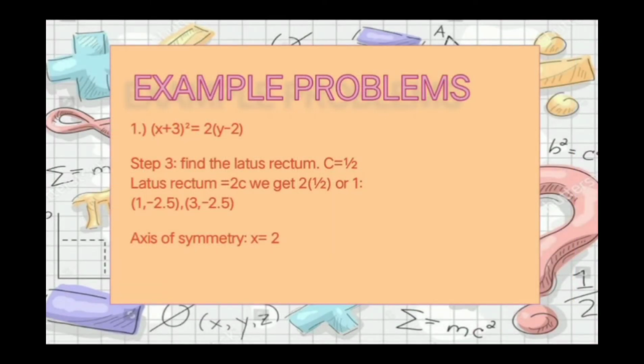Step 3. Find the latus rectum. To find the latus rectum, remember the formula 2c, the distance from focus to any endpoints of the latus rectum. Since our c is 1/2, substitute it. 2 times 1/2, we get 1. Therefore, the latus rectum is 1 unit away right or left from the focus. And our axis of symmetry is x equals 2, because that is where our focus, vertex, and directrix lie. Here's the graph of it.